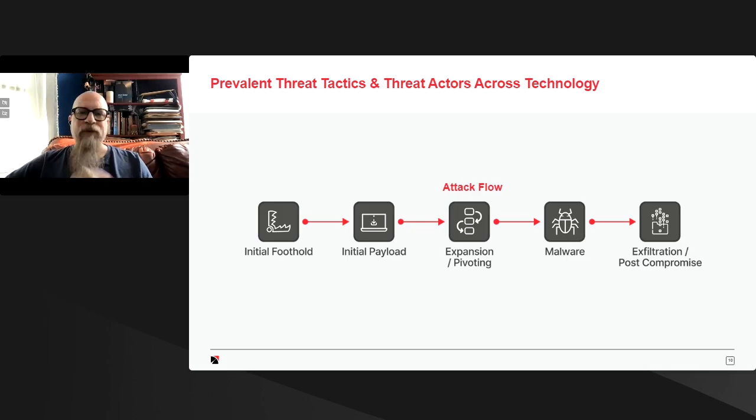And then we may see some exfiltration post-compromise activity based on the threat actor themselves and what they're actually trying to accomplish. Like I said, with ransomware, which is again the most popular malware out there, this is going to be twofold. They will exfiltrate important data and then try to use that post-compromise to extort money out of you.